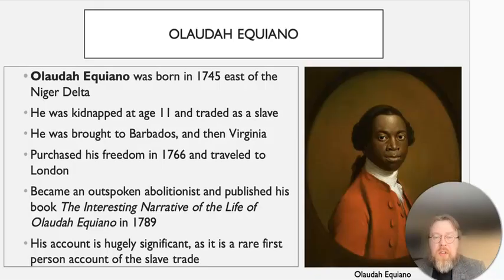One exception to this is Olaudah Equiano, who was born in 1745 east of the Niger Delta. Kidnapped at age 11, traded as a slave, brought to Barbados, which basically is like the worst place you could go in English colonial America. But from Barbados, he eventually gets bought and sent to Virginia, and then he purchases his freedom in 1766 and eventually travels to London. He becomes an outspoken abolitionist, and it's one of the first instances we can actually use that word.